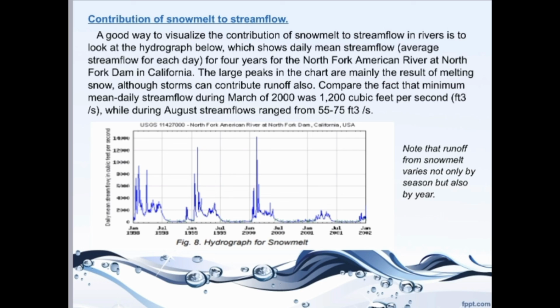So this shows daily mean stream flow, or the average stream flow for each day, for 4 years for the North Fork American River at North Fork Dam in California. The large peaks in the chart are mainly the result of melting snow. Although storms can contribute runoff also, compare the fact that minimum mean daily stream flow during March of 2000 was 1,200 cubic feet per second, while during August, stream flows ranged from 55 to 75 cubic feet per second.